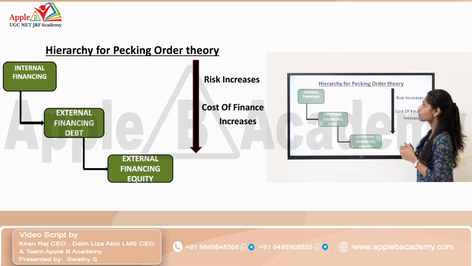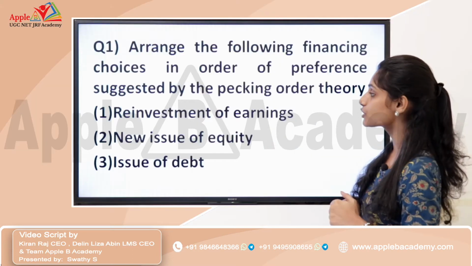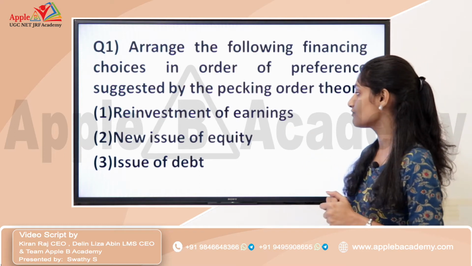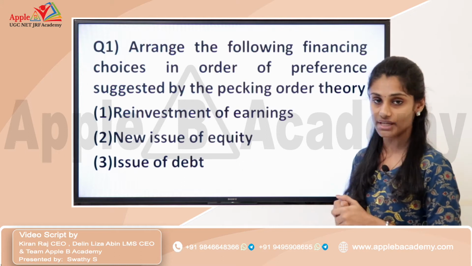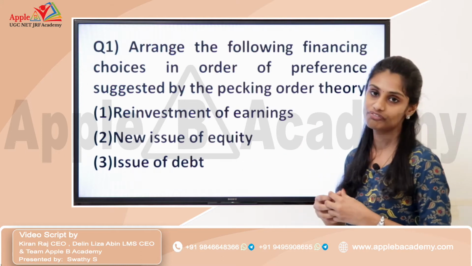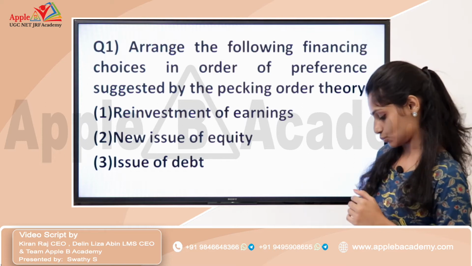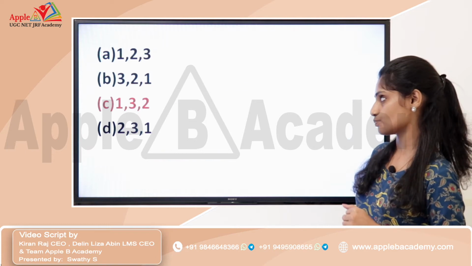So this is how the pecking order theory is saying about the hierarchy. And coming back to our question, the first one will be reinvestment of earnings, and second one will be issue of debt, and finally new issue of equity. So the order will be 1, 3 and 2. Yes, option C, 1, 3 and 2.